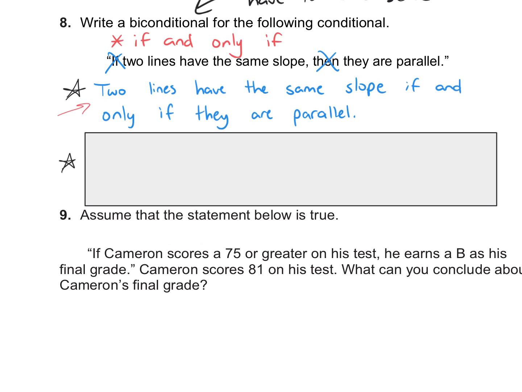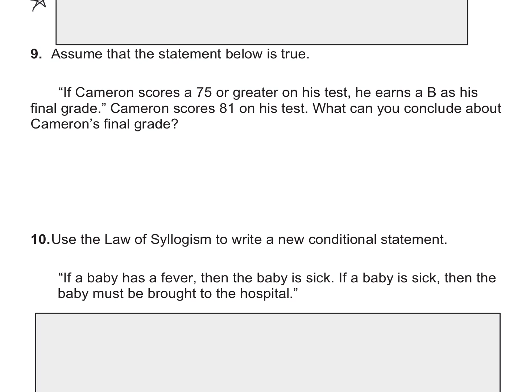Number 9, it says assume the statement is true. So it's assuming this conditional is true. It says if Cameron scores a 75 or greater on his test, he earns a B as his final grade. They tell you that he scores an 81. What can we conclude about his final grade? He earns a B. Remember, with those, is there much thinking going on? No. Okay? It gives you a statement, gives you a scenario. Remember, you use the conclusion or the then statement to get your answer.